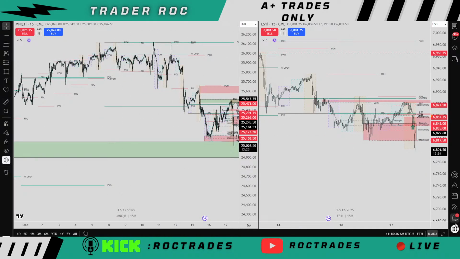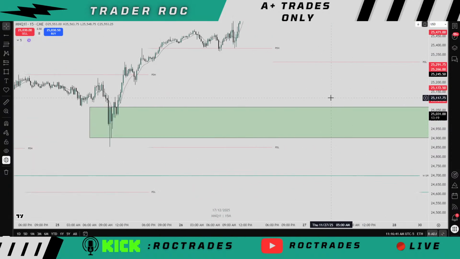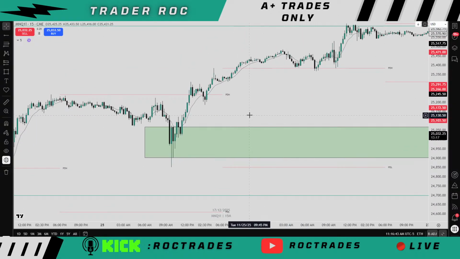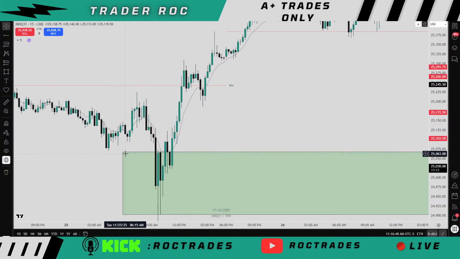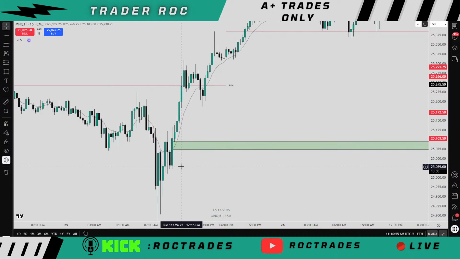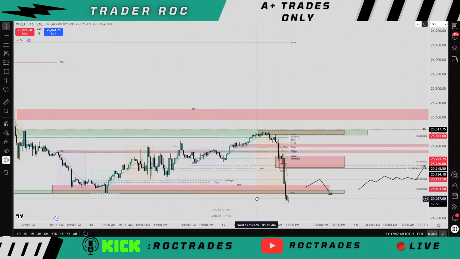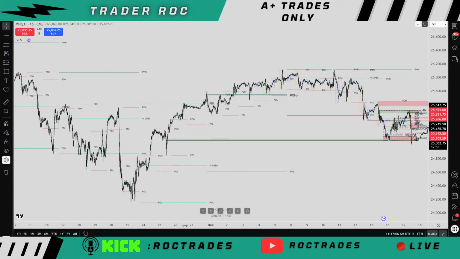Look to our left, zoom in. So there's a small 15-minute gap sitting right here. That gave really nice rejection. And there's a BPR. So let's see if price is going to fill this area. We've already broken through it. So that probably tells you it's gonna get to this low then, huh?